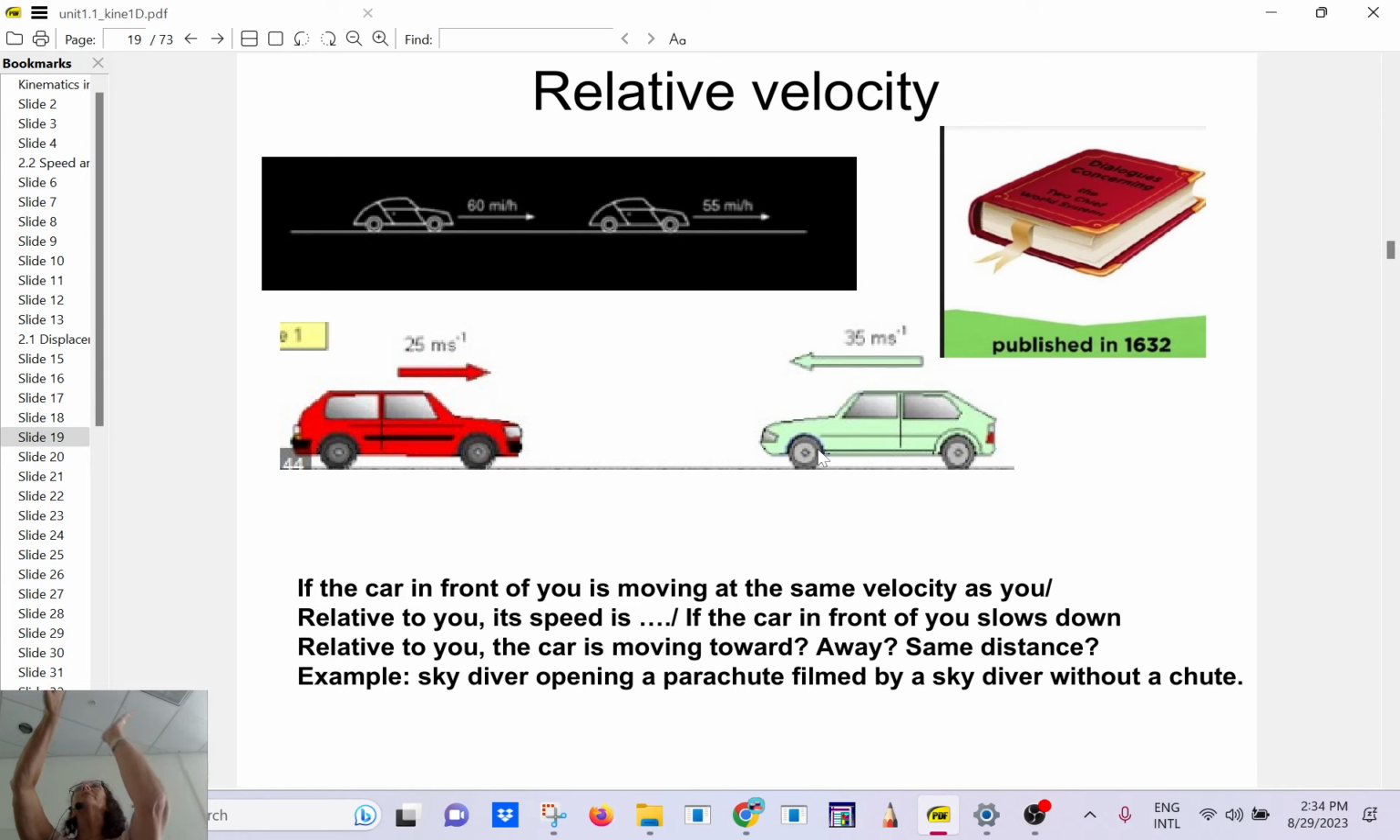This one is going 30 miles per hour. This one is going 30 miles per hour. From your point of view, the velocity is zero, because it doesn't get closer and it doesn't get further away. So from your point of view, it's the same distance. So the velocity is zero.